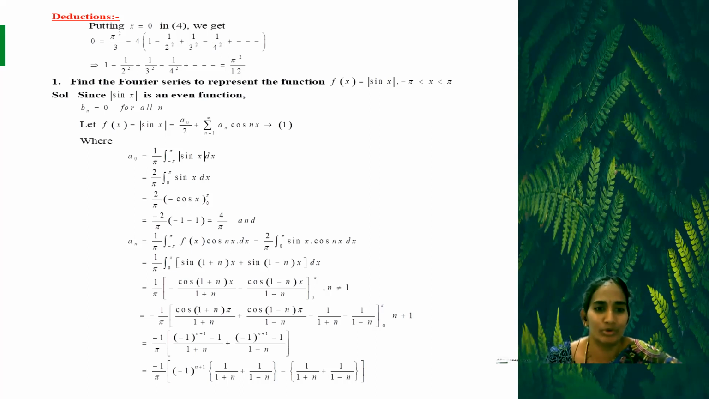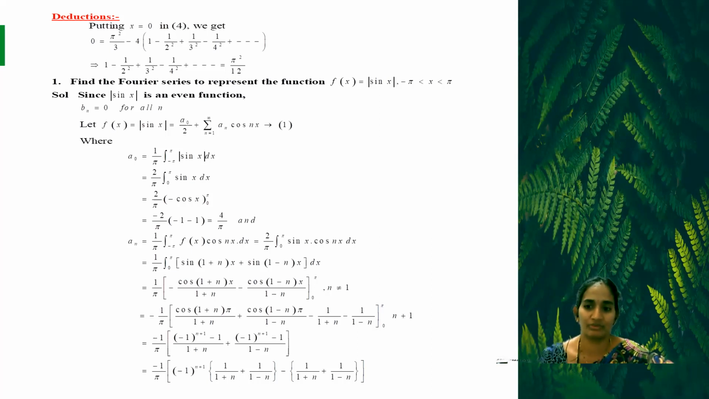So now, since mod of sin x is an even function, you know the bn value is 0. Why? bn equals 1 by pi integral minus pi to pi f of x sin nx dx. Here, mod of sin x is even and sin nx is odd, so it is odd into even function. Then only the bn value is 0.